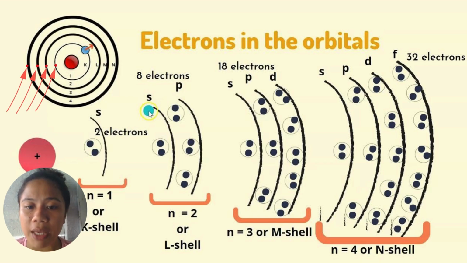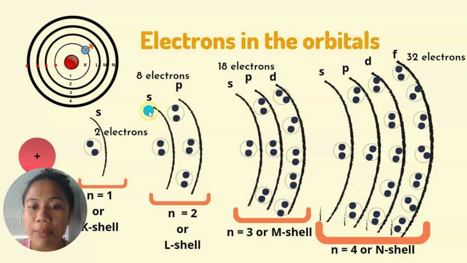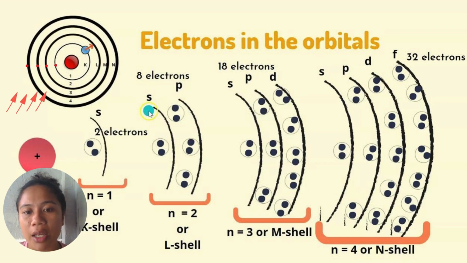How about P subshell, ma'am? It says it can carry a maximum of six electrons. How about if it will only carry one electron, ma'am? Is that possible? Is that qualified? Is that okay? Yes, as long as it will not carry seven electrons, because the maximum for P subshell is only six electrons.